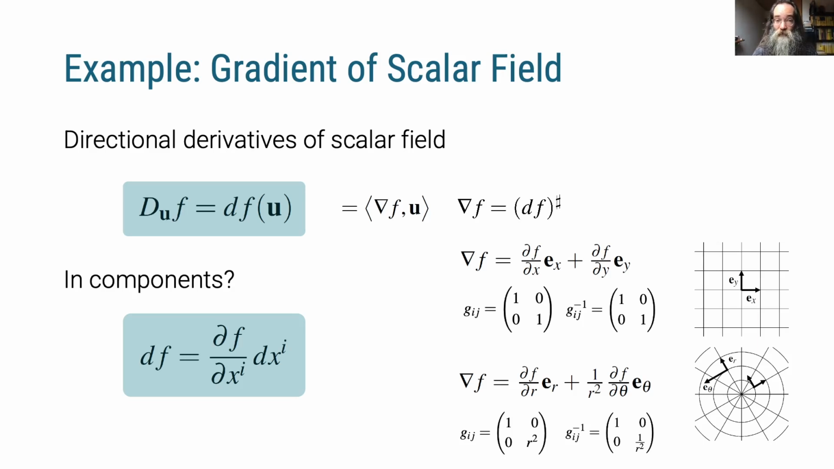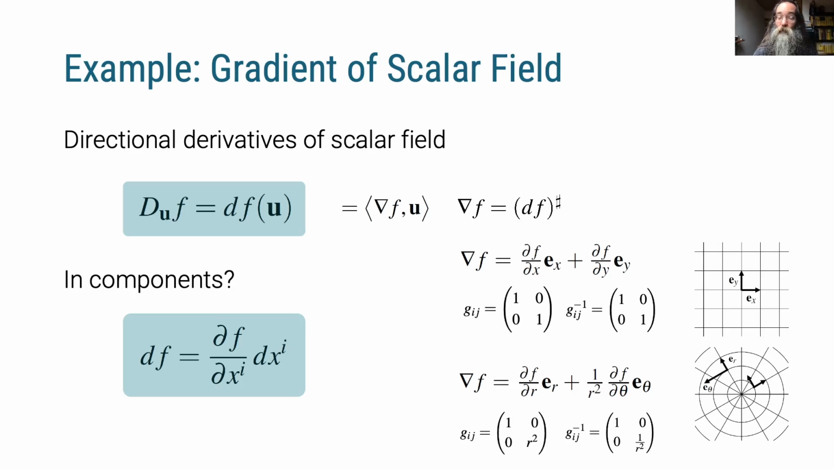However, if we have a metric, then we know that there's a unique vector which gives the same result by just taking the inner product of this vector with u. And this is usually denoted by nabla f, and it is just the gradient of f. So what this means is that the gradient of f is just the differential of f raised. And what does it look like in components? We've also seen before that the differential of f, df, just has the partial derivatives as components for the basis covectors.